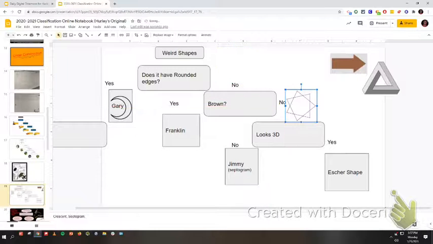Does it look 3D? The answer would be no on that one. This does not look 3D. It looks two-dimensional. So that is Jimmy. It's a septagram. It has 7 points to it. So it's a really weird-looking shape. It looks like there's 2 squares, but you keep following along, and it's not 2 squares or 2 weird parallelograms or quadrilaterals.